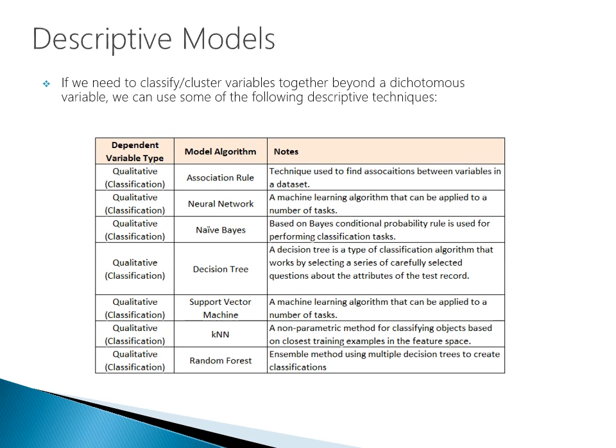If we need to classify or cluster variables together beyond a dichotomous variable, we can use some of the following descriptive techniques. We can use association rules, neural networks, naive Bayes, decision trees, support vector machines, random forest models. And what's interesting is now we're starting to see some of these algorithms cropping up in multiple areas. We can use a neural network for continuous values. We can use it for dichotomous 0-1s. And we can also use it in a descriptive capacity as well.